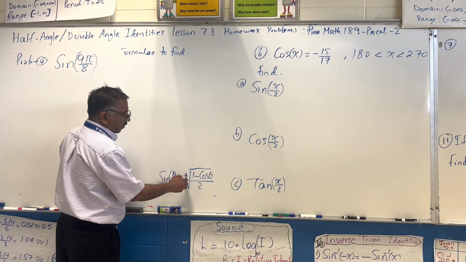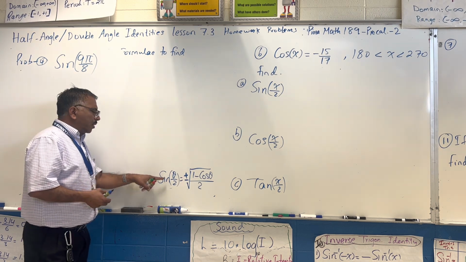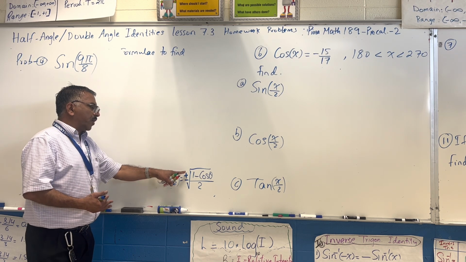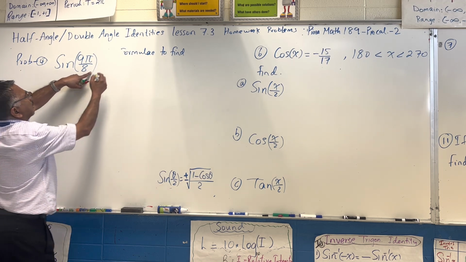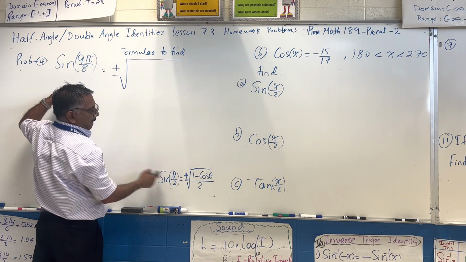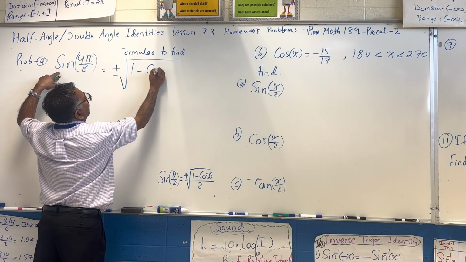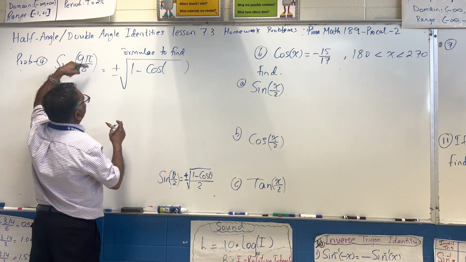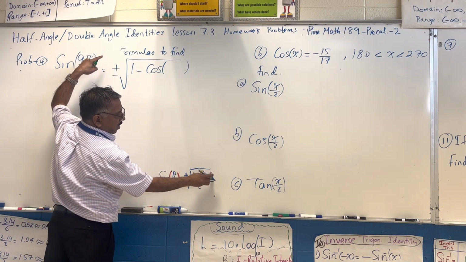Now the question is whether this is positive or negative. How do we know? We want to know the answer. I'm going to write this as plus or minus the square root of 1 minus cosine of 2 times 9 pi by 8, because I have to double this angle. Whatever the angle here is, this angle is theta, doubled.